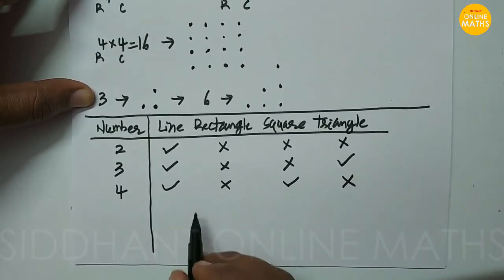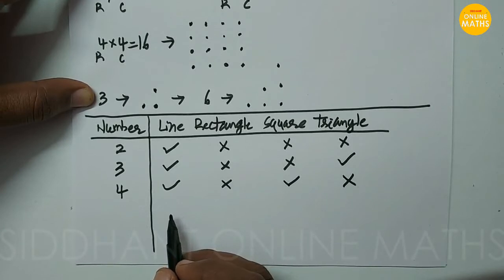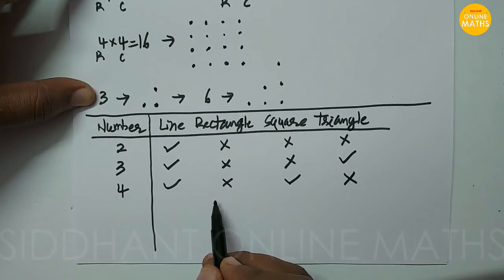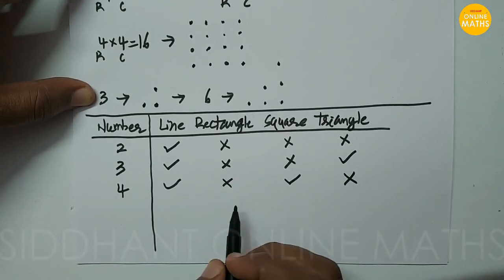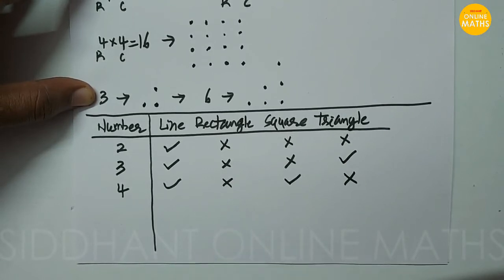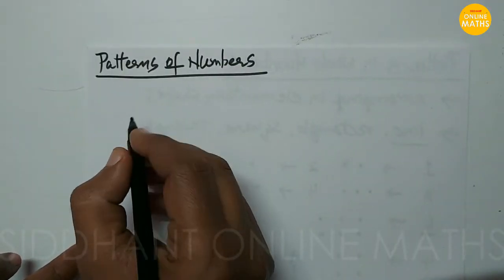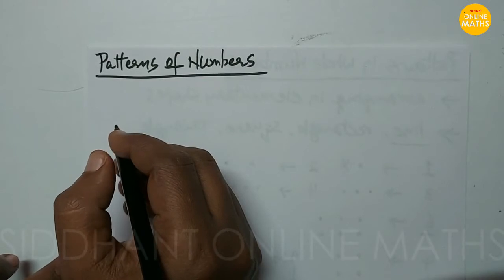So the shapes we are understanding to know about the pattern of the numbers. So it is easy to understand the pattern. Once you understand the pattern here, it is easy to simplify the problems. So let's see the simplification of problems with a few examples here. Let's discuss the pattern of numbers with a few examples here.